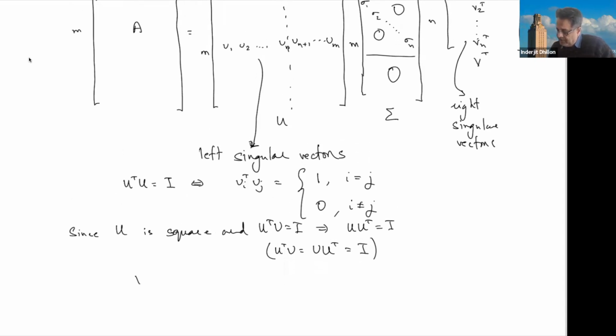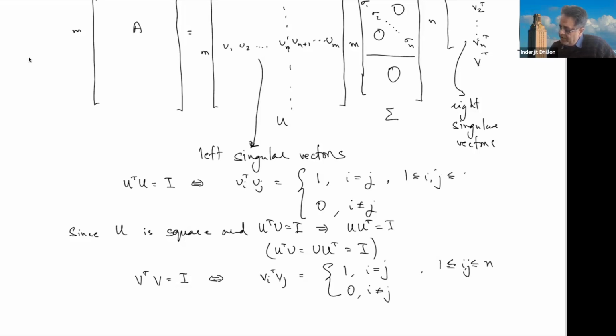So similarly, V transpose V equals I. Again, it's an orthogonal matrix. Vi transpose Vj is equal to 1 if i equals j and is 0 if i is not equal to j. Okay, and clearly over here, i and j are between 1 and n, and over here, i and j are between 1 and m.